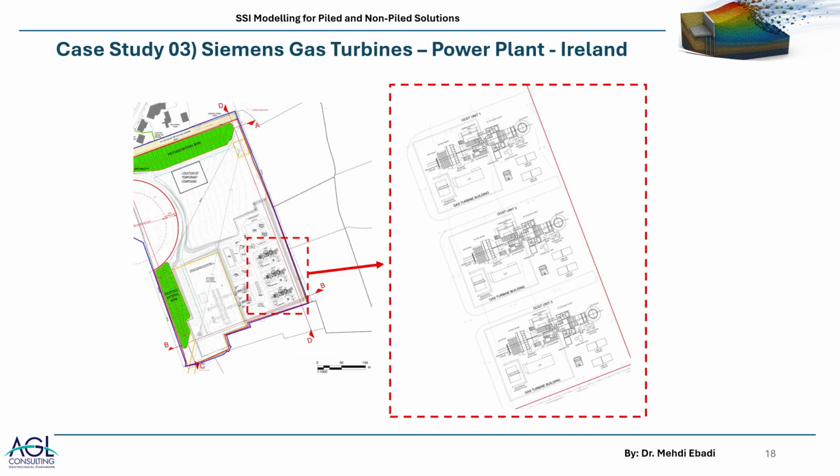The last case study that I would like to discuss is the Siemens gas turbines for a power plant in Ireland. And as you can see, this is the layout, and this shows the three gas turbines, which are these equipments on foundations that I will show in the next slides.